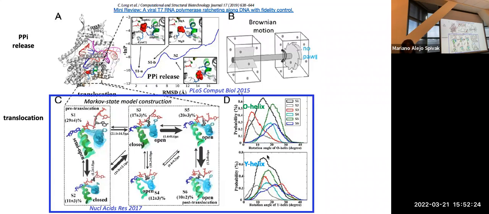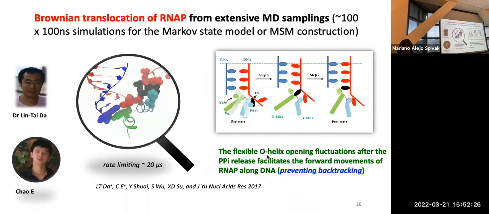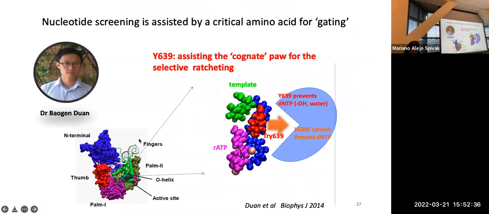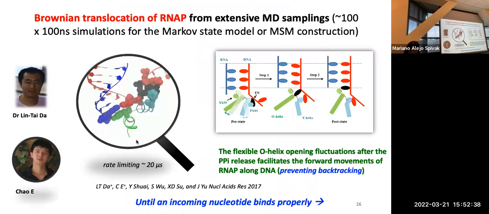But how does that happen? After this slide, I add one more slide. We put the Markov state model together here. This nucleotide, the downstream, will move to upstream. There is a lot of fluctuation.